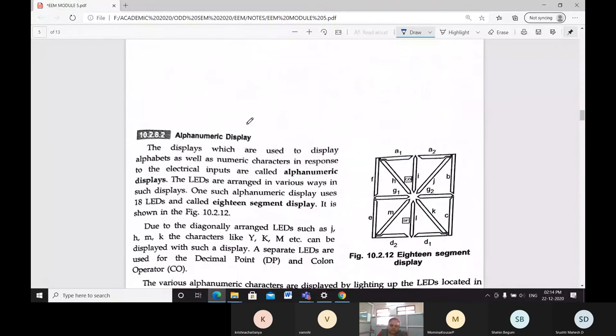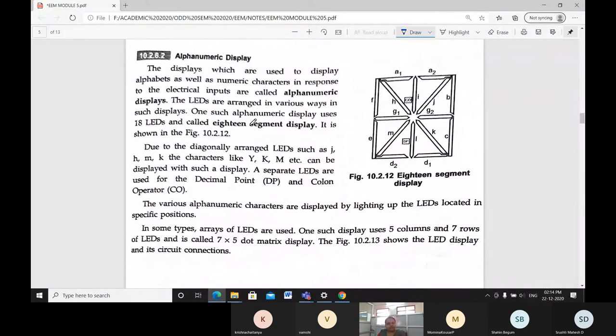Next, if I go on to displaying alphanumeric, means both alphabets and also numeric values. Here, if you observe closely, instead of going for only A to G, here we have taken A1, A2, B, C, D1, D2, E, F, G1, G2, I, here capital I, J, M, H. Instead of going for limited LEDs, some extra LEDs we are going to be using so that I can display the information in an accurate manner. That's the difference between the 7-segment LED display and the alphanumeric display.